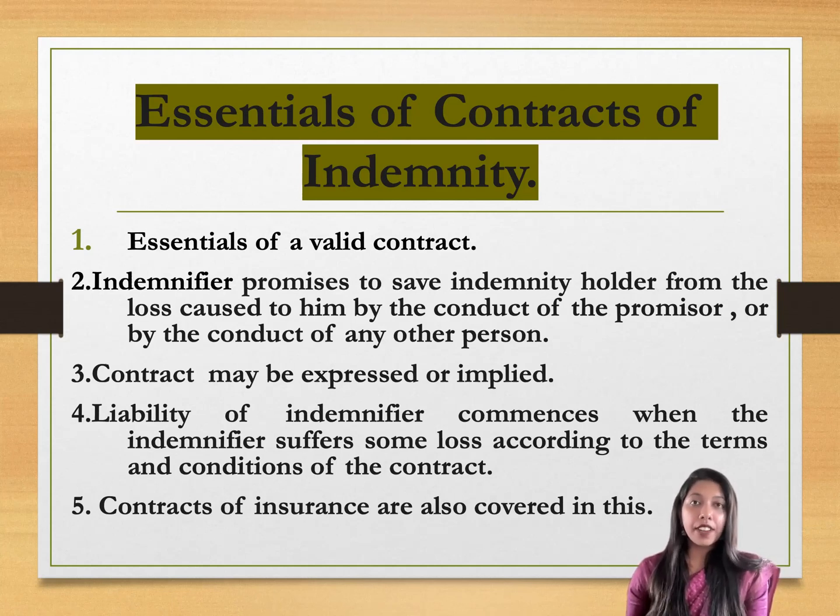Fourth point is that the liability of the indemnifier commences when the indemnity holder suffers some loss according to the terms and conditions of the contract. So there will be a contract between the indemnifier and the indemnity holder, and the essential terms and conditions will be mentioned prior, preset. And if the indemnity holder suffers any of those losses mentioned under the contract, then the indemnifier is supposed to compensate you. If not, that's not going to be covered by the indemnifier. Fifth point is that a contract of insurance is an example of a contract of indemnity, except life insurance. All other contracts of insurance are contracts of indemnity.